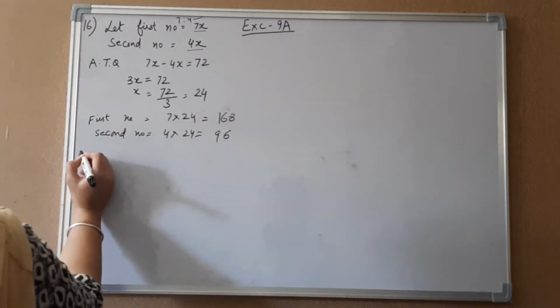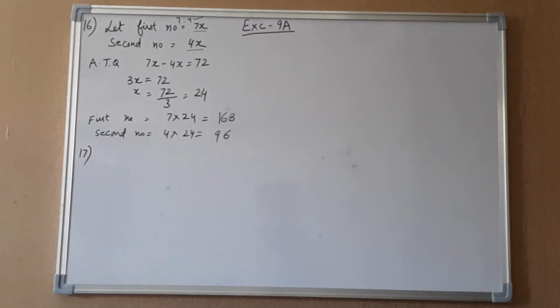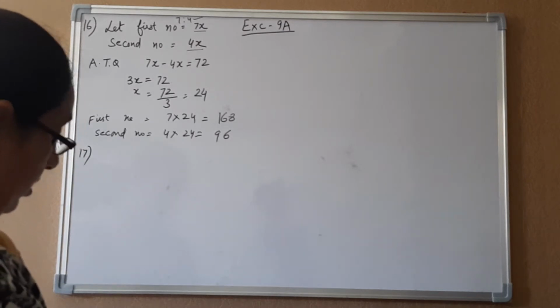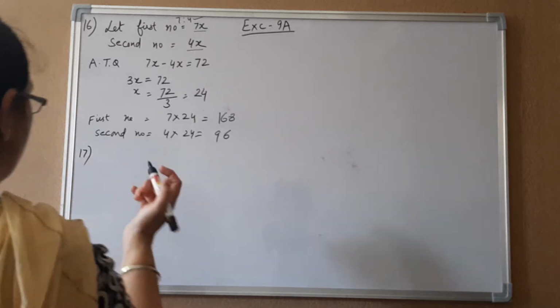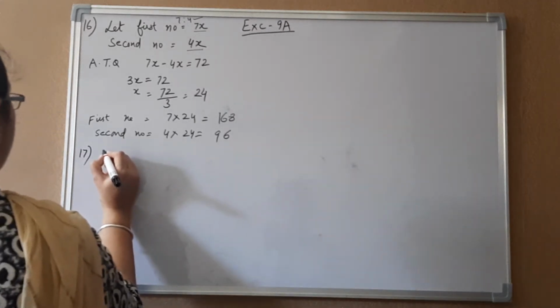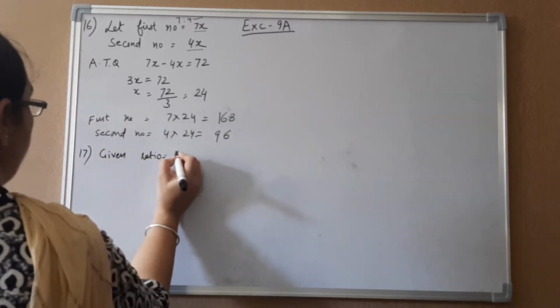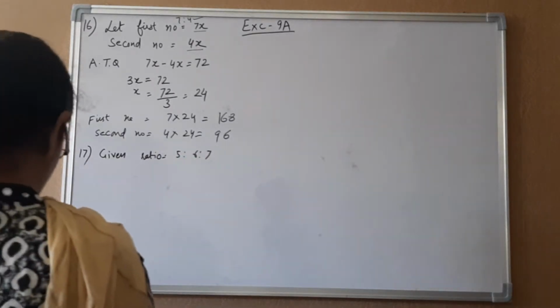Now question number 17. Question 17 says a certain sum of money is divided among A, B, C in the ratio 5:6:7. A's share is given. You have to find out B's share, C's share and the total. First of all, what is the given ratio? 5:6:7, and they have given A's share.